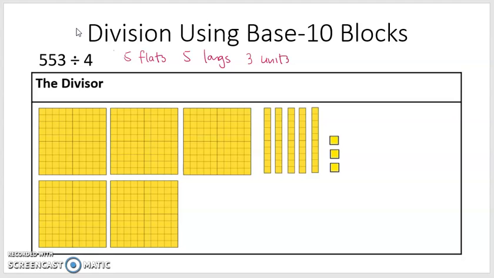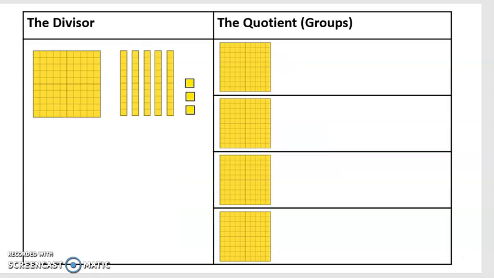Equal apportionment means we're going to create 4 groups, and we're going to ask ourselves, if we divide these 553 equally into 4 groups, how many is in each group? So let's create the 4 groups. Notice we've got 1, 2, 3, 4, 5 flats. We'll start with the larger numbers. Each of our 4 groups would receive 1 flat, and there would be 1 remaining. So here are my 4 groups. These are the quotient. We'll call them the groups. After each of the groups receive 1 flat, there is 1 flat remaining.